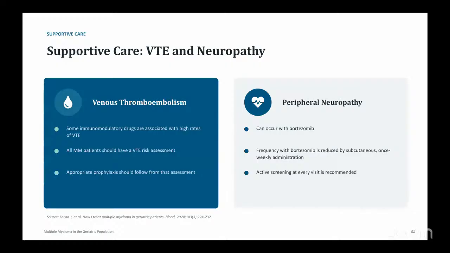Now, with the supportive care, we close this section with two final ones. These are not the only complications, but we close with these two, one being the venous thromboembolism and the other being the neuropathy. The venous thromboembolism is a serious toxic side effect of some of the chemotherapeutic agents. So appropriate VTE or venous thromboembolism risk assessment and prophylaxis should be conducted for every patient with multiple myeloma.